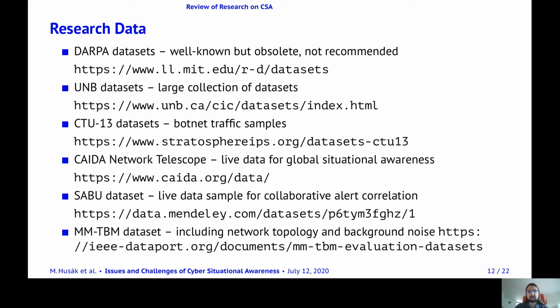What is interesting is the MMTBM dataset, that's on the last line, which is not very well known, but contains network topology and background noise, which is very important for CSA research because we can process data from a network with artificial background traffic, on top of which there is something happening which we may either detect or process.